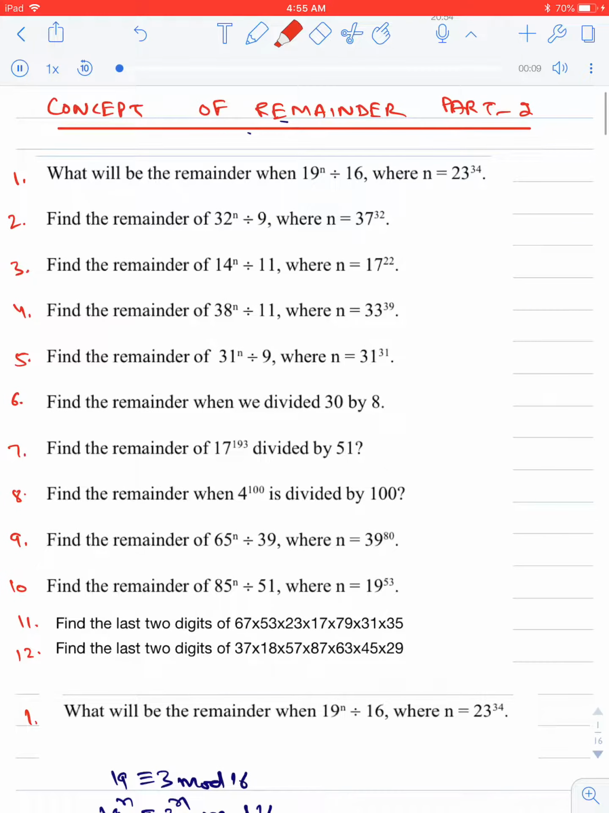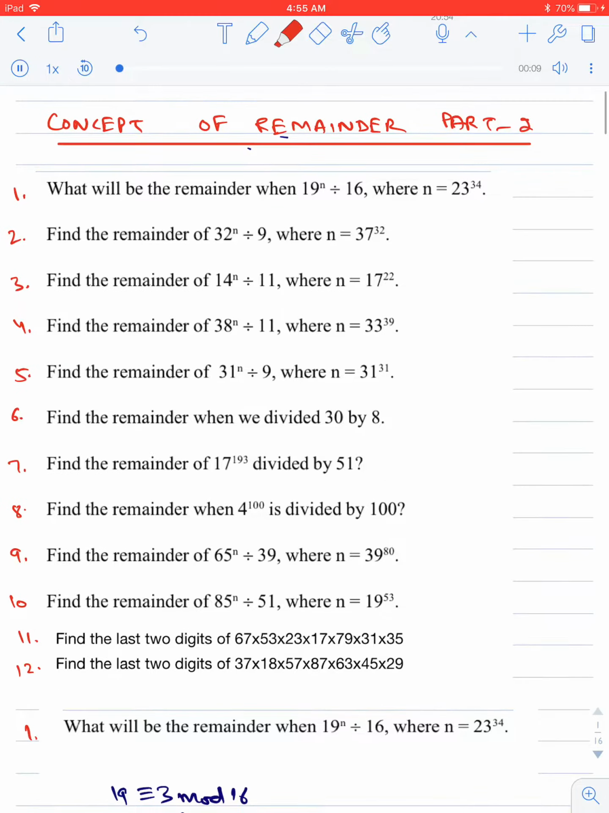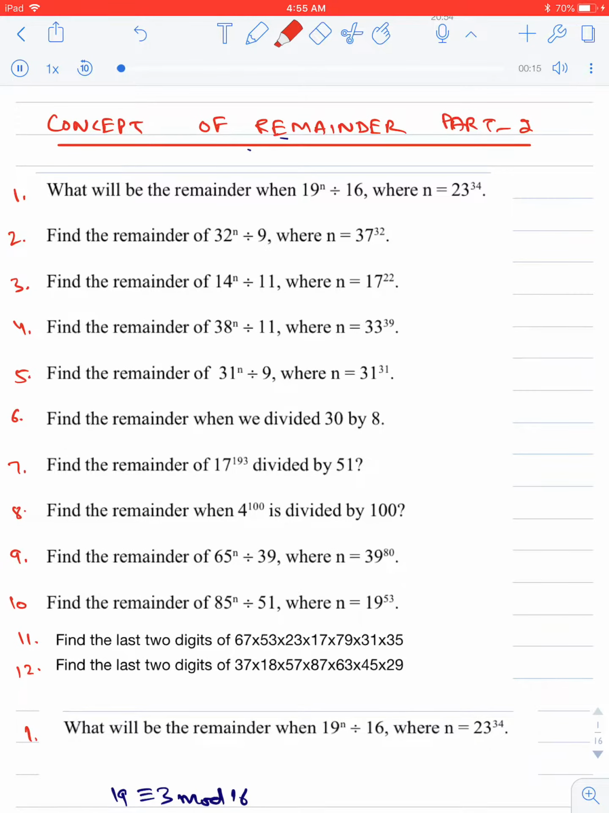So today we will learn about these types of questions, as we discussed in our last video, like what will be the remainder when 19 raised to power n is divided by 16, where n is equal to 23 raised to power 34. And these are the kind of questions you may please have a look at that we have to discuss today.